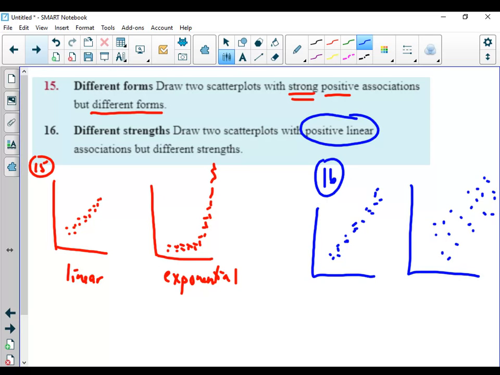Okay, so this would be an example of a strong positive, and this would be a weak positive. But they both are linear. So hopefully that helps with those problems from 2.2.